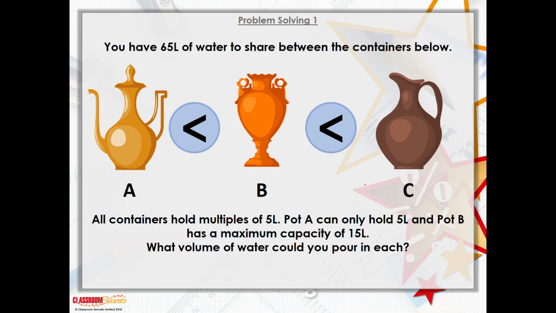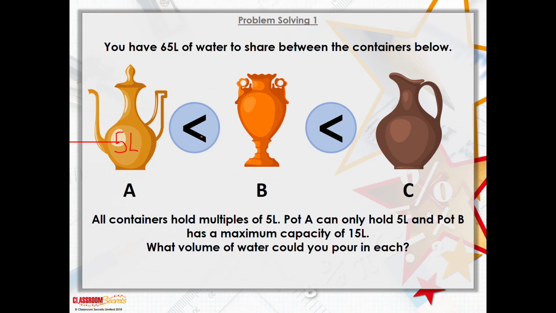Okay, so let's break this down so we can think about it a little bit more. All containers hold multiples of 5, so we know our 5 times tables. So they'll either contain 5 litres, 10 litres, 15 litres, 20 litres, 25 litres, 30 litres, and so on, going up in those multiples of 5. Pot A can only hold 5 litres. So we know that this one must equal 5 litres.